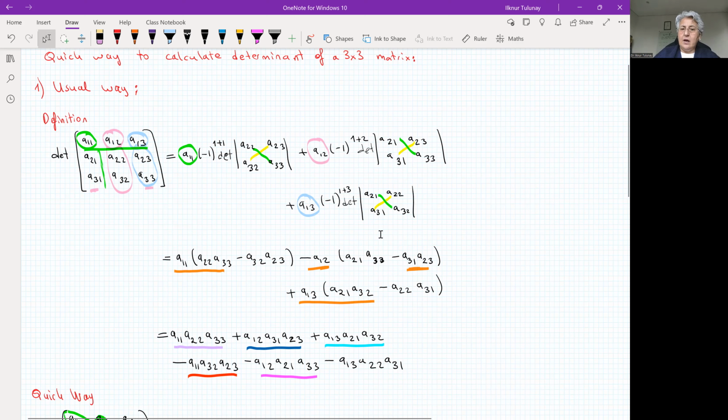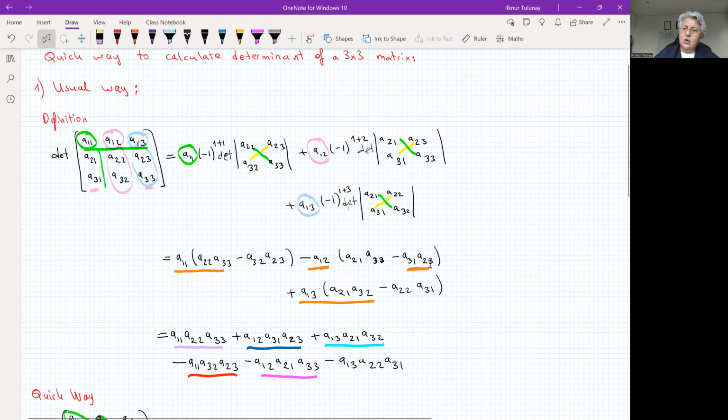Okay, now the third one, A13 times the determinant of this. This one will give us plus, because minus 1 to the power 4 is plus. The determinant of this one is A21, A32, minus the opposite diagonal, which is A22, A31. So what we have from here is this equality.